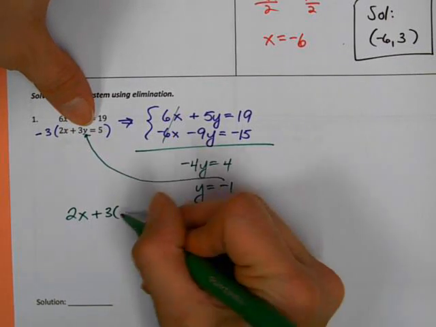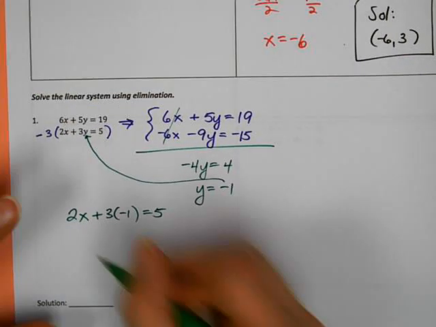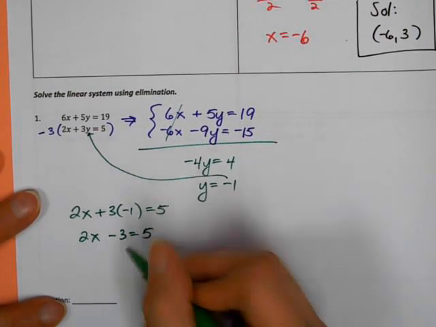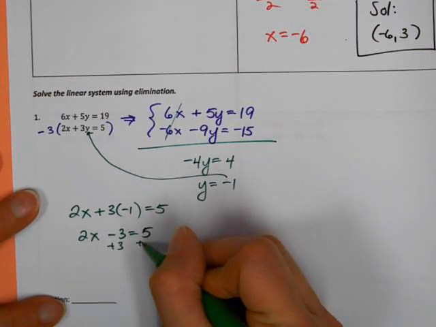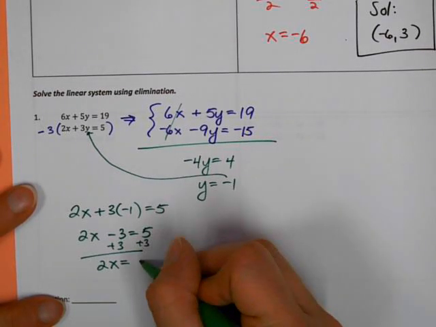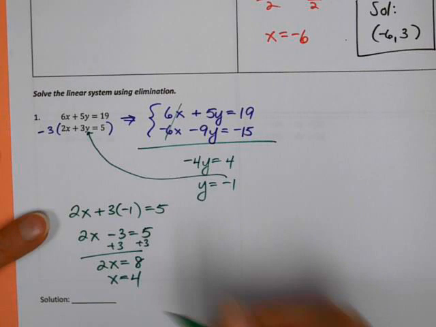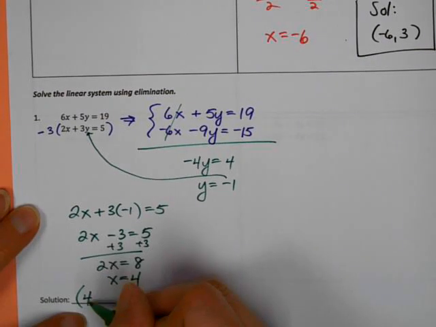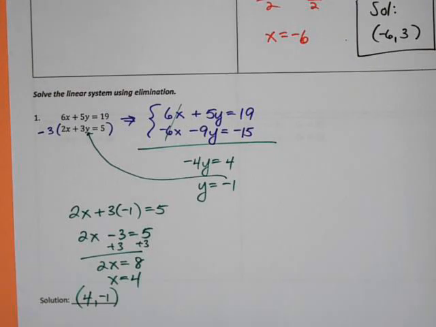2x plus 3 times negative 1 is 5. 2x minus 3 equals 5. Let's add 3 to both sides. 2x equals 8 and x equals 4. So I think that the solution is the ordered pair 4, comma, negative 1.